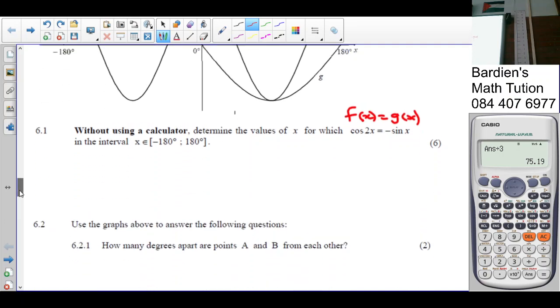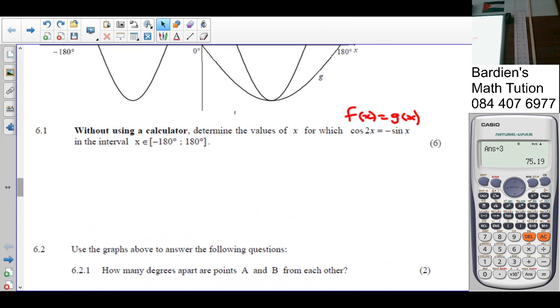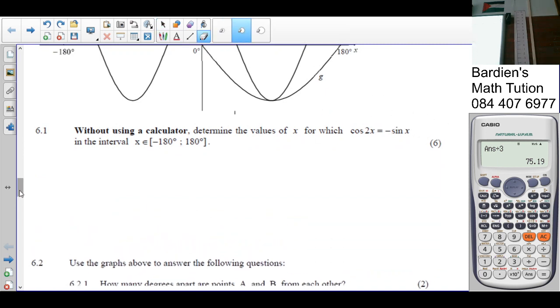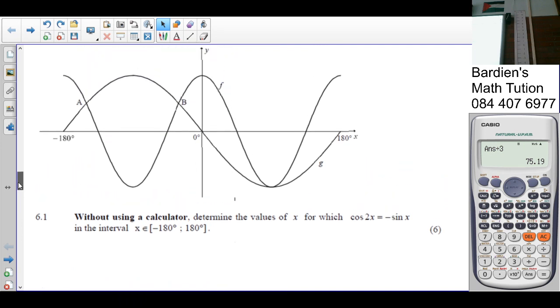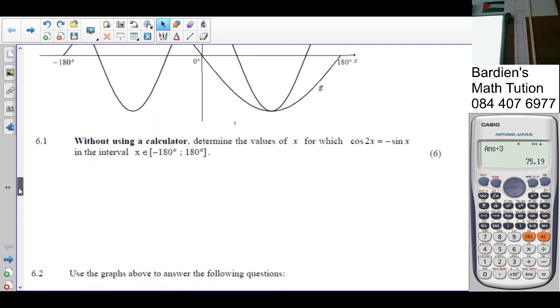So what we need to do is, it's not for 6 marks that we're going to guess what A and B is. Of course, there's some calculation involved there. So when the two graphs are set equal to each other, we must go into a general solution again. So we take that over the equal sign. It now becomes cos 2x plus sin x equals 0.